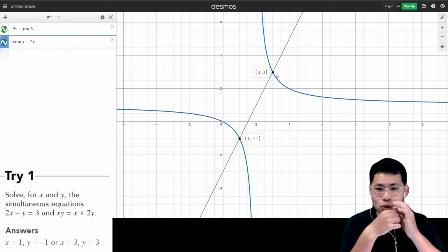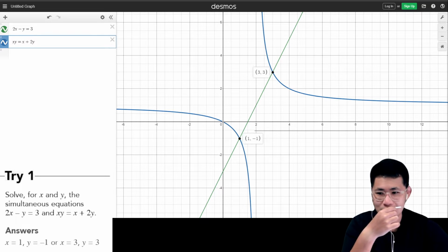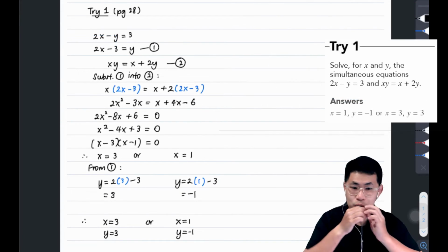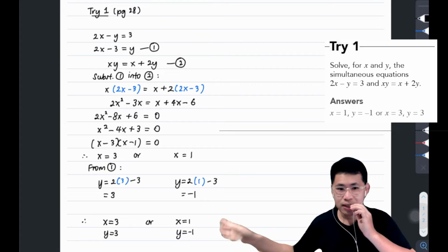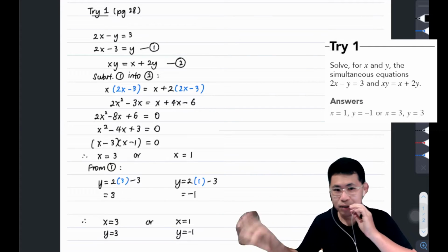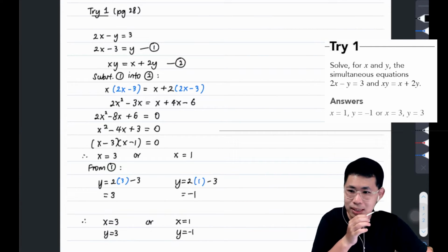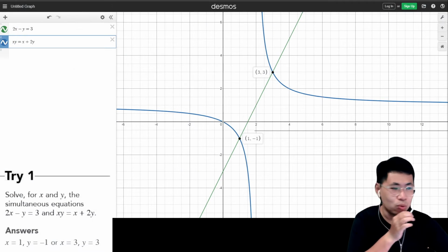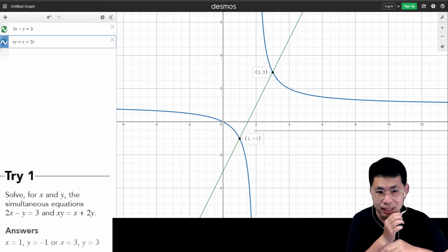So this was what our solution meant earlier. The first one is 3, 3, the second one is 1, -1. It actually means the two intersection points that you can see over there.